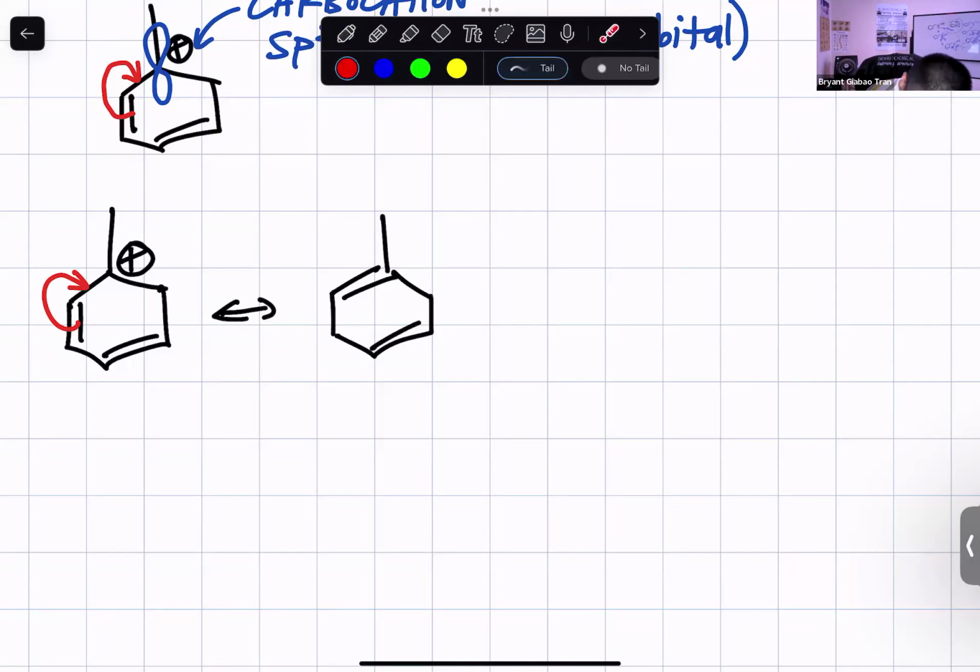And notice how this carbon lost a bond. Before it had 4 bonds, 1, 2, 3, 4. Now it only has 3 bonds, 1, 2, 3. Since it's missing a bond, it's gonna have an empty p orbital. And if it has an empty p orbital, it's gonna have a positive charge on the carbon, right? Because carbon with 3 bonds is positive charge. So that's where our carbocation is now.